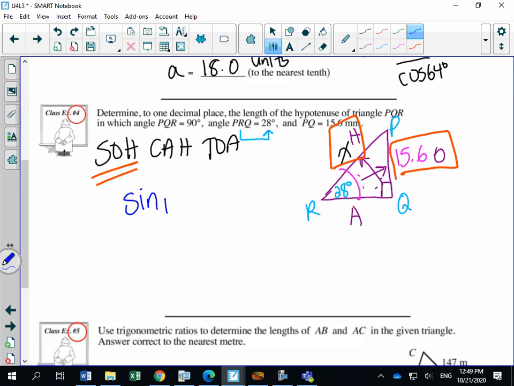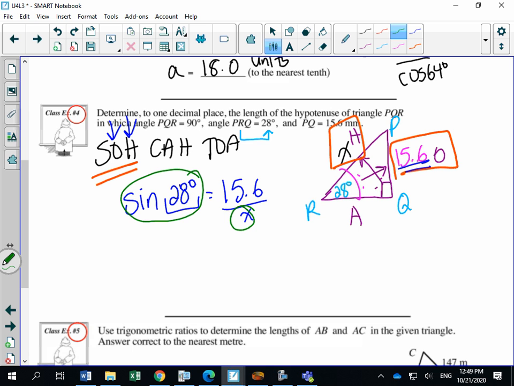The sine of my given angle, what's my given angle? 28 degrees is equal to, sine is O over H. So O is 15.6 and H is what they're looking for. As soon as your letter's on the bottom, you switch this guy with this guy.